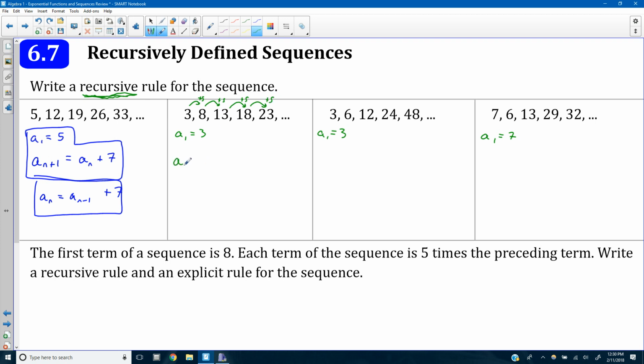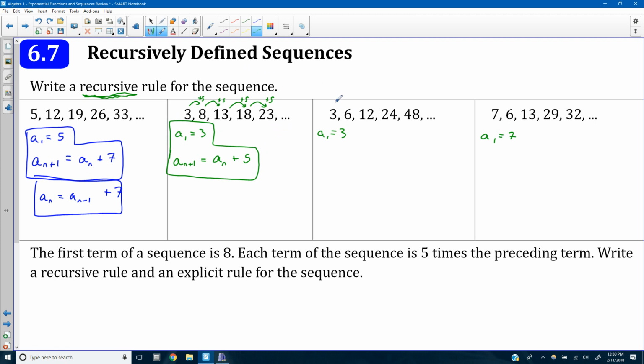So to find the value of the next term, I take the value of the term before it right here, and I'm going to add 5. Not the term before it, but the current term. Next term, current term. Boom. And again, you could write it like that, n and n minus 1.